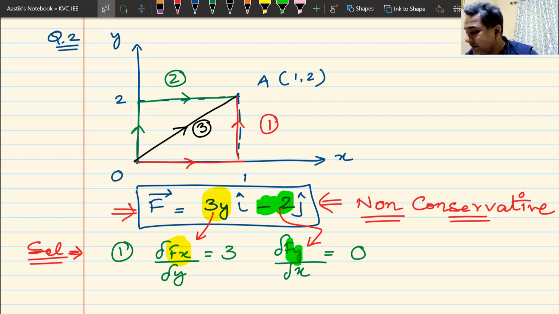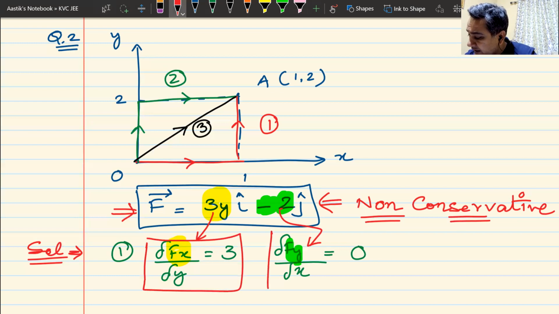Now we also discussed one problem which is right now on your screens. The force given was 3y i hat minus 2 j hat. That is the force given to you. When we did the test for conservative forces, we found that del fx by del y, which you can see here, was equal to 3, and del fy by del x was 0. Both were not equal, and that is why the force became a non-conservative force.